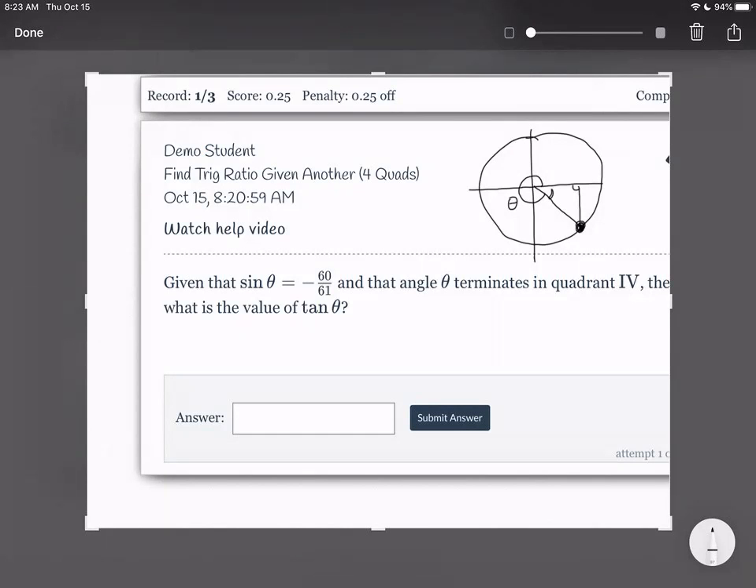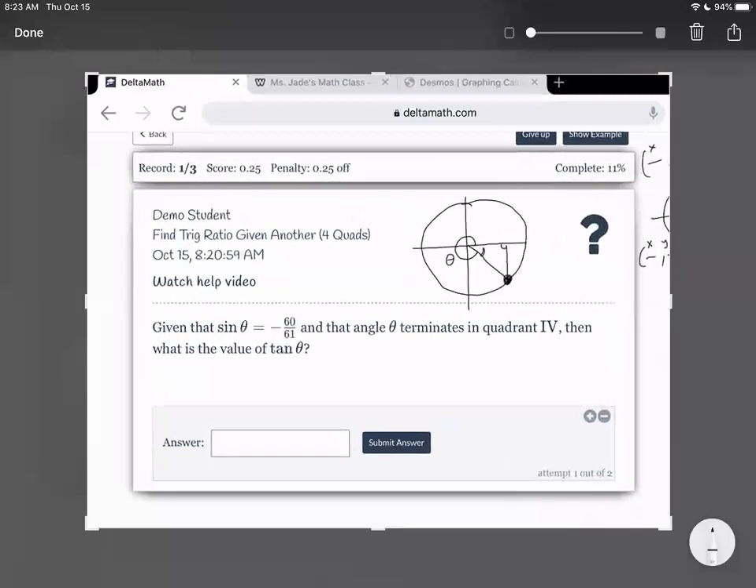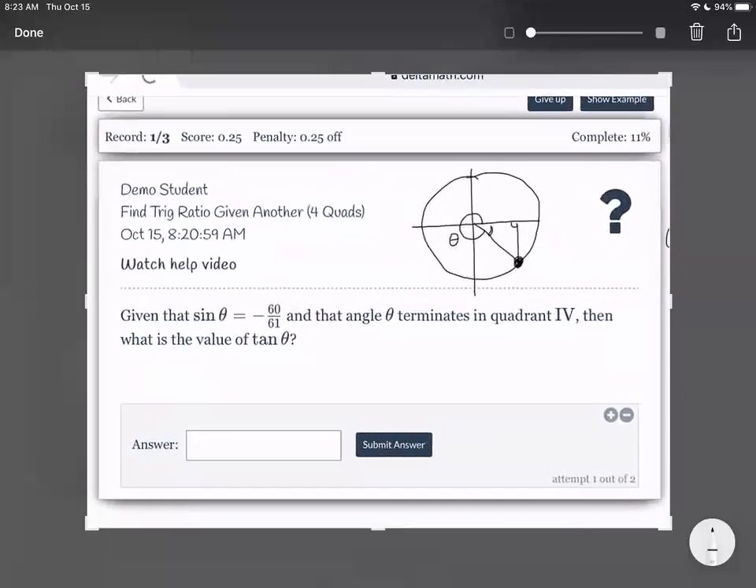Okay, so let's remind ourselves, what is sine? According to SOHCAHTOA, which I don't have as much space this time to write, so I'll just write it here. According to SOHCAHTOA, sine will be opposite over hypotenuse. So we have negative 60 over 61. And let's put that into our triangle.